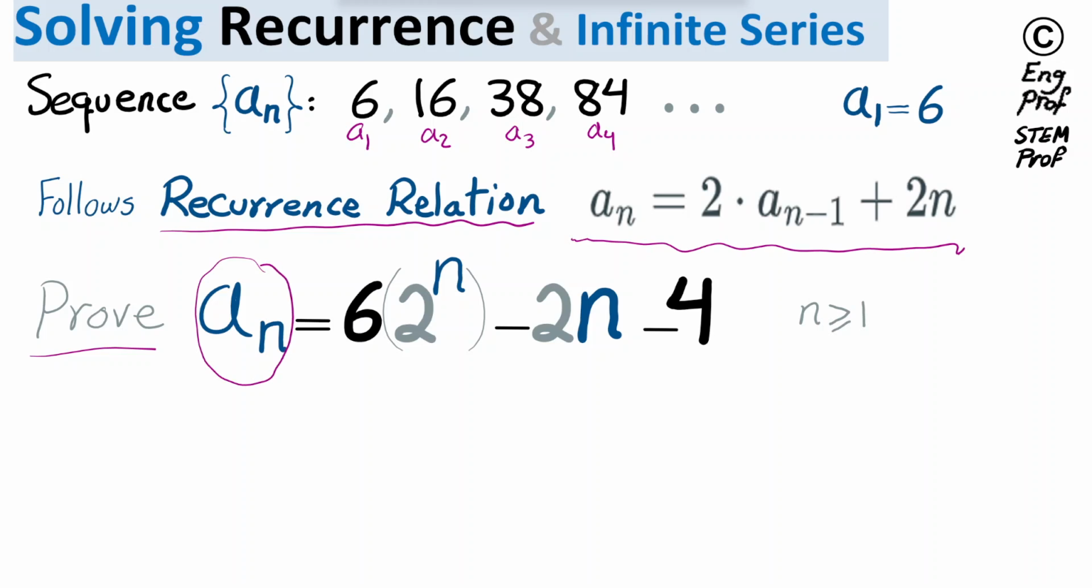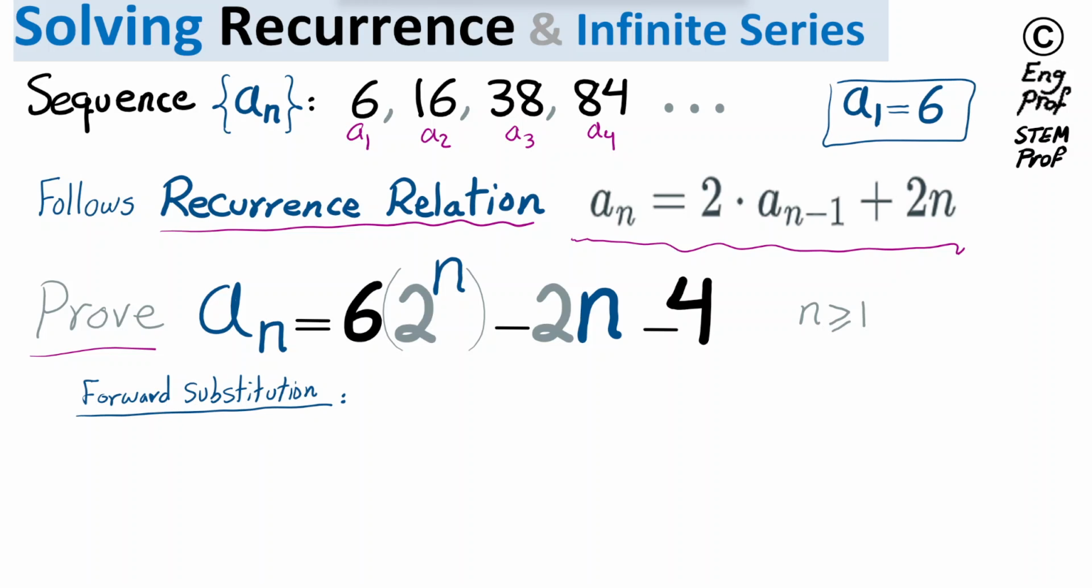out the closed form formula for the general term an purely as a function of the index n, as we can see, 6 times 2 to the n minus 2 times n minus 4, valid for any index greater than or equal to 1. Okay, so let's prove this. Generally speaking, the powerful tool available is either forward substitution or backward substitution. I am going to use forward substitution, and if in any of these examples forward substitution doesn't work, then we can use backward substitution.